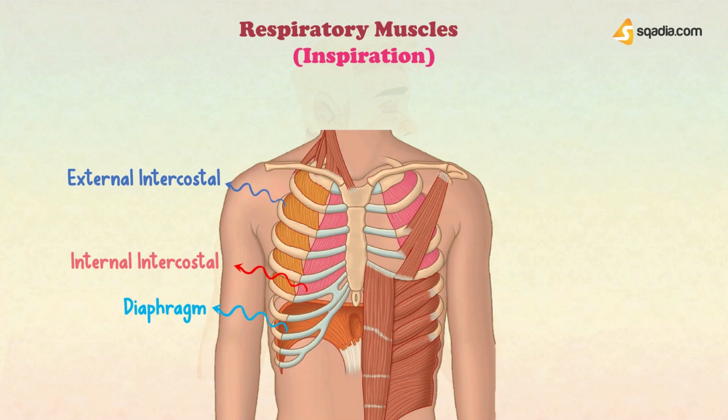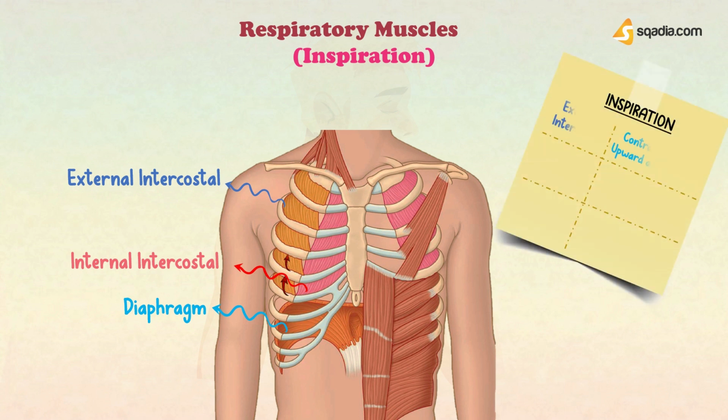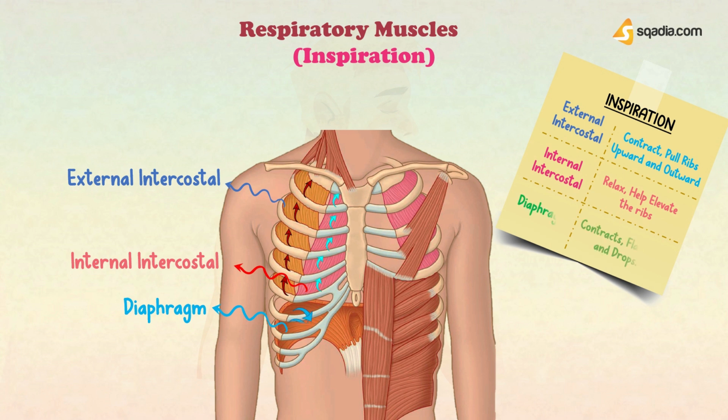During inspiration, the external intercostal muscles contract, pulling the ribs upward and outward, widening the thoracic cavity. The internal intercostals relax and help elevate the ribs, while the diaphragm contracts, flattens, and drops, pressing the abdominal organs downward and enlarging the thoracic cavity, hence reducing the pressure. As a result, air rushes in to equalize pressure.